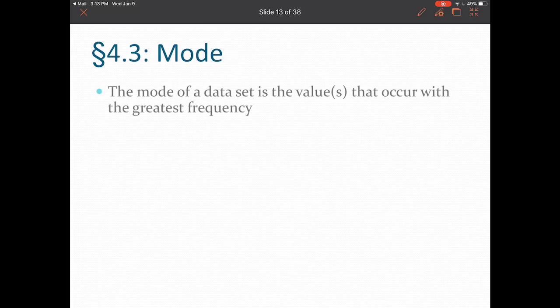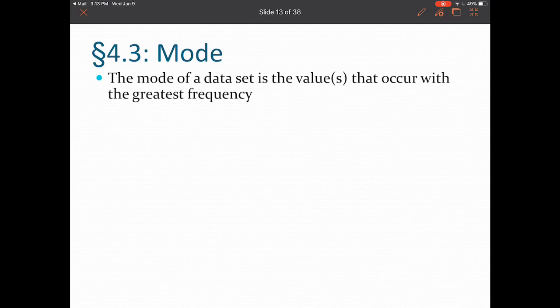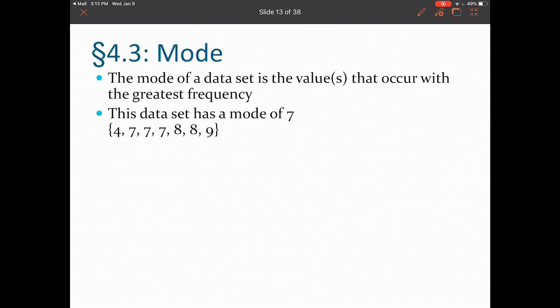So here, mode. The mode of a data set is the values that occur with the greatest frequency. So if we had this data set, the mode is 7, right? Because we can see that this data set has 3 7s. It's the number that has the greatest frequency in the set here. So we'd say the mode is 7.